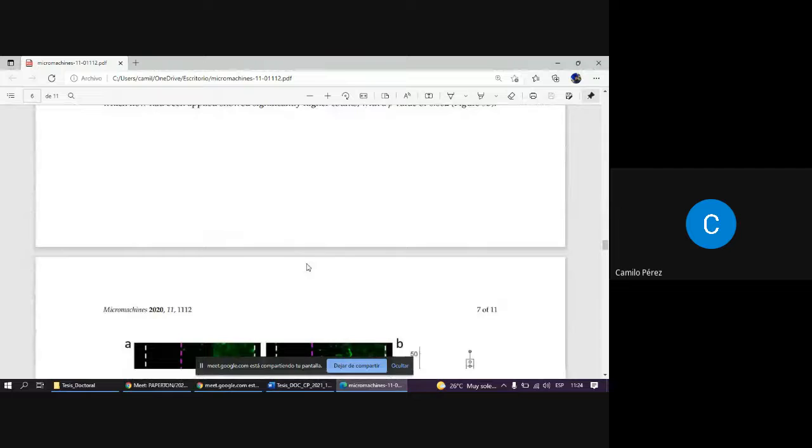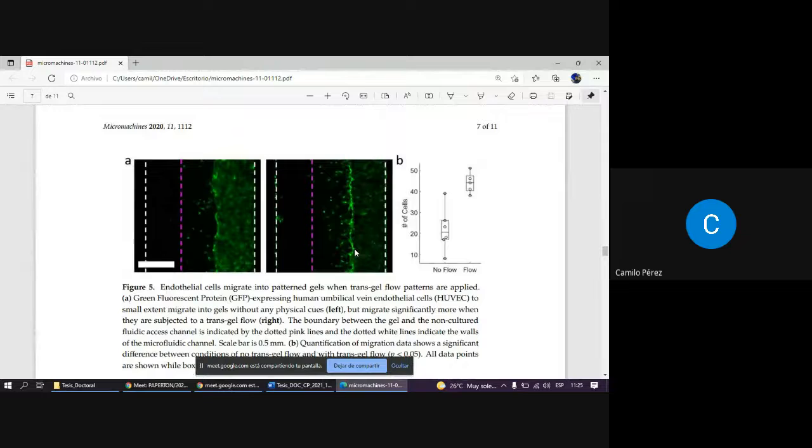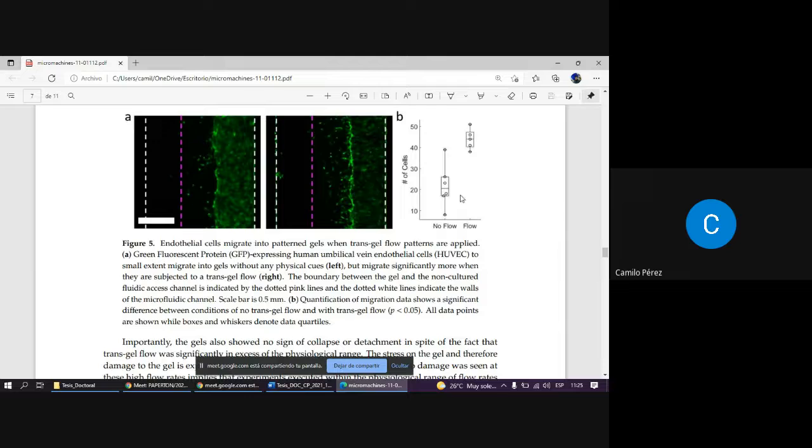In this paper, figure 5 shows how cells move into the channel and into the chamber, or in the expanding hydrogel. They use a flow to stimulate, and the hydrogel expands over time.